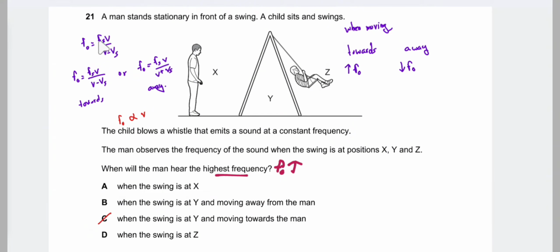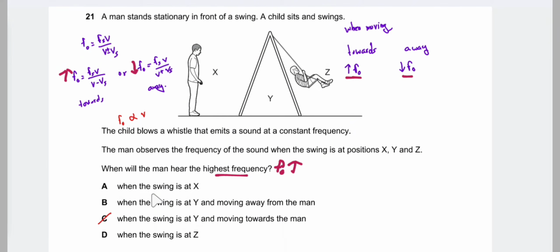So we know that fo is equal to fs v by v plus or minus vs. By using this formula, we know that when the object is moving towards the observer, the observed frequency is more, and when the object is moving away from the observer, the observed frequency is less. Since the observed frequency is more, the denominator would be less. When the object is moving away, the observed frequency is less, so the denominator would be more, that is, it has a plus sign in the denominator.